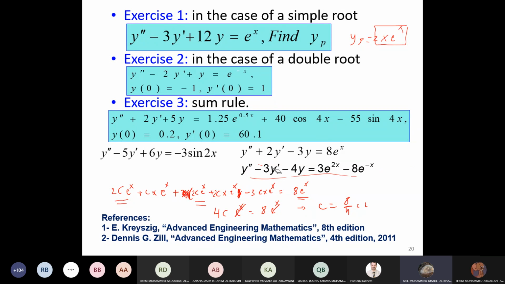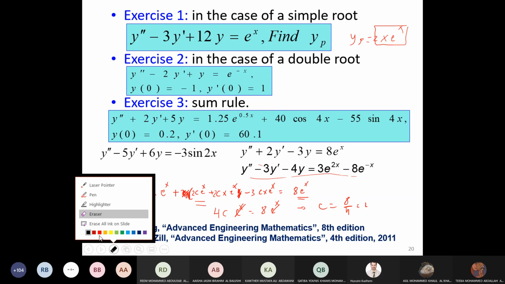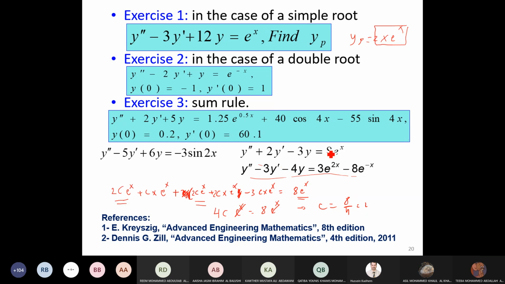4 and minus 1. Great, just a minute. You can write the complementary in this way. y complementary equal A exponential 4x plus B exponential minus x. Okay. Now before I go further, have a look at this exponential minus x and this exponential minus x. You see they are similar, so need modification here. So if I come to write the particular, have a look how I will write the particular, yp.